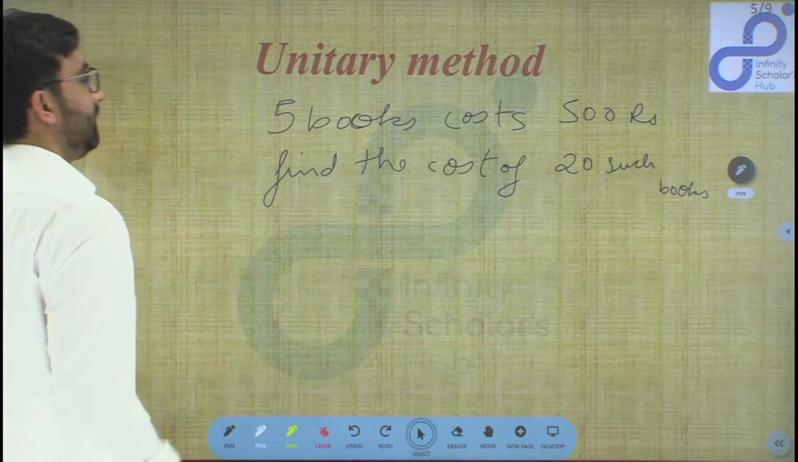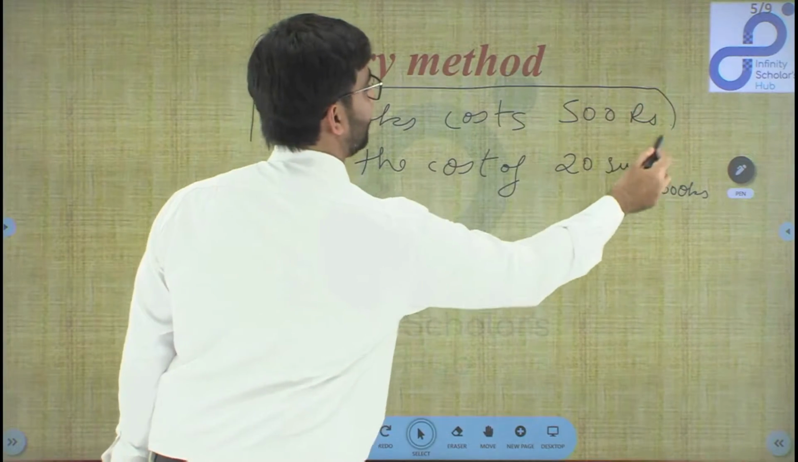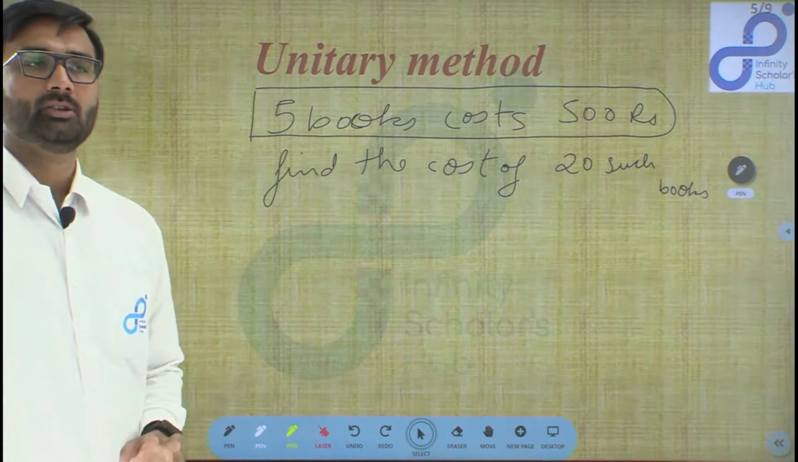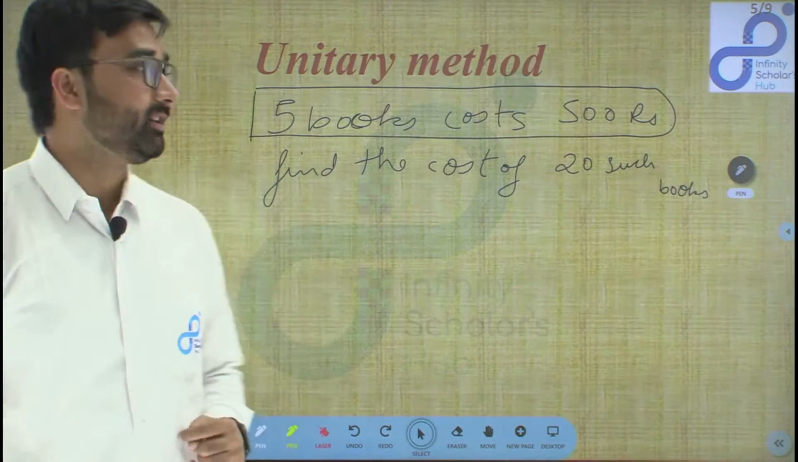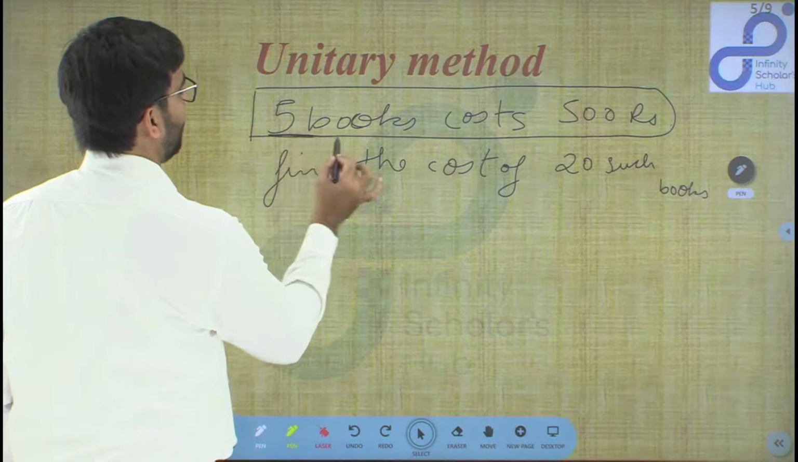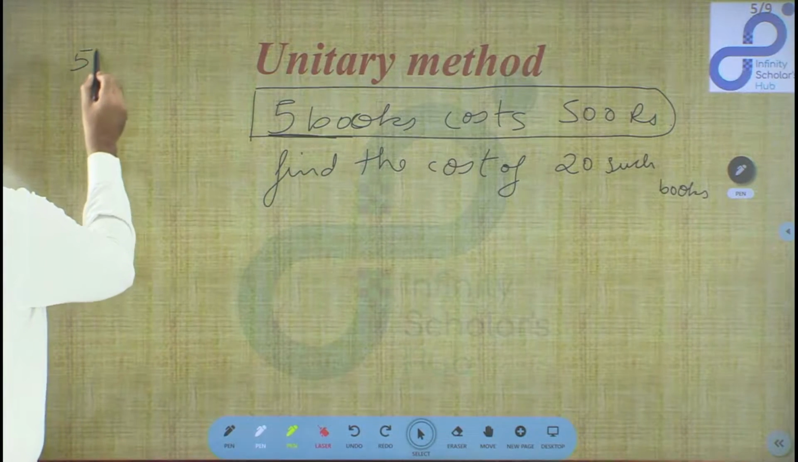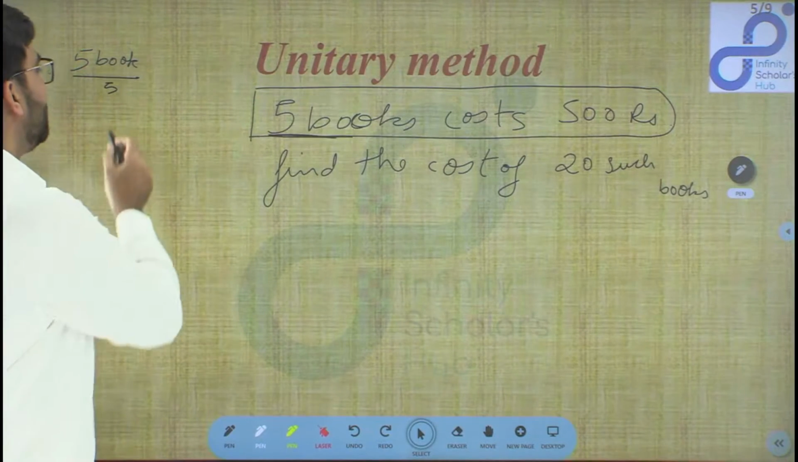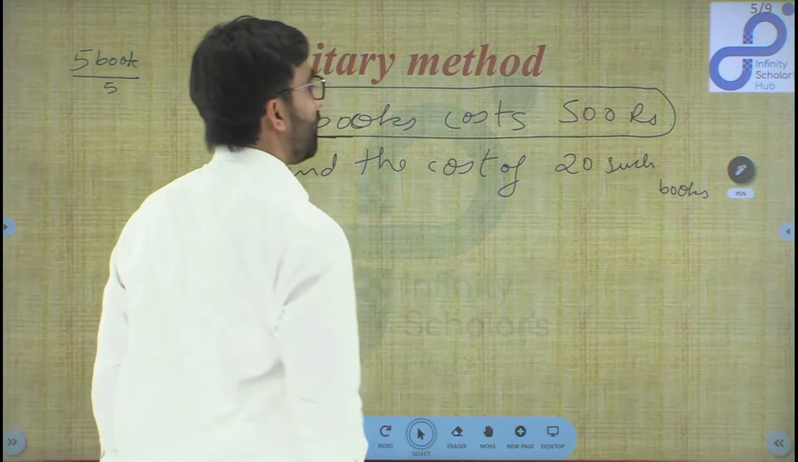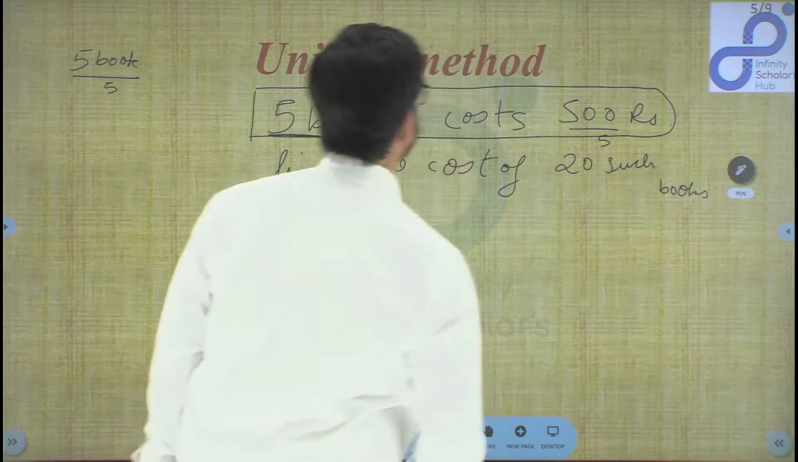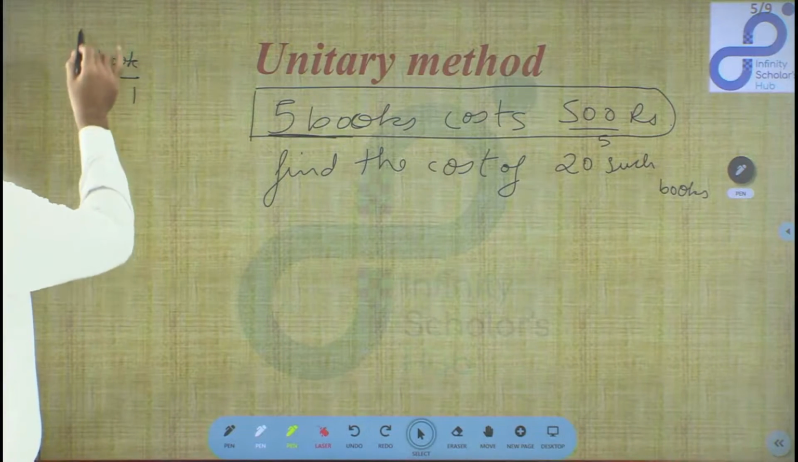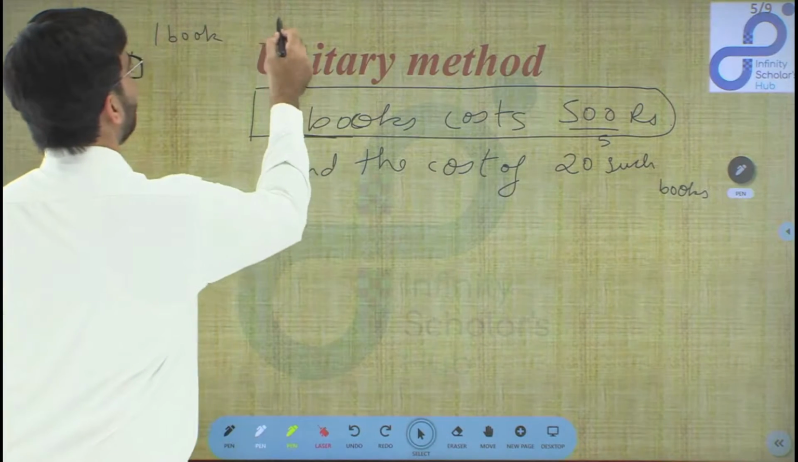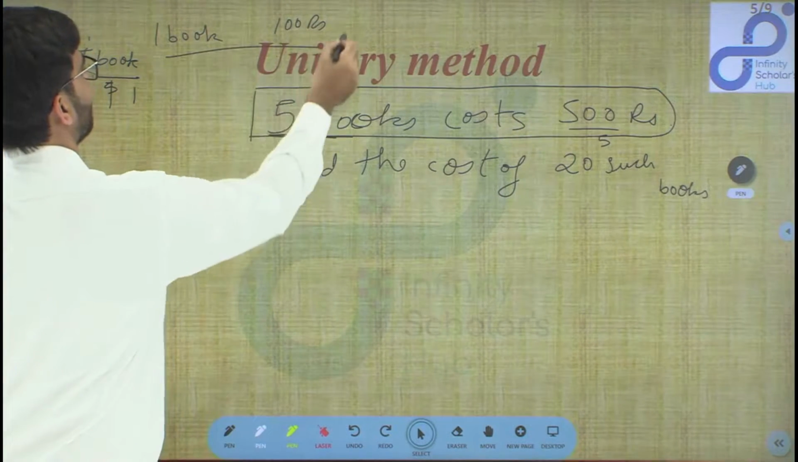Now this statement works as a key statement. 5 books cost 500 rupees. So we will find out the price of one book first. If you want to make 5 books into one book, you divide by 5, right? Since you have divided by 5, the cost will also be divided by 5. So one book will cost how much? 500 divided by 5 will give you 100 rupees. So one book will cost 100 rupees, right?